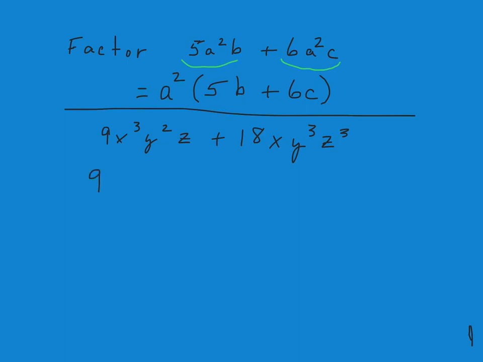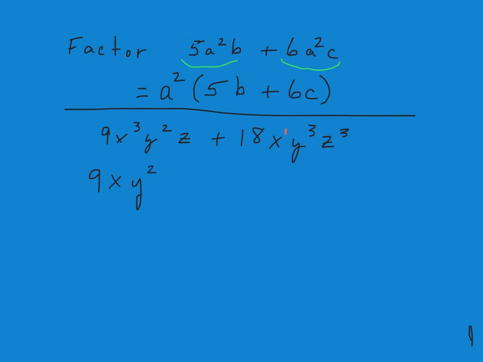Now we have the letter x in both places. In the first term, we have 3 factors of x. In the second term, there is only 1 factor of x. There is an understood 1. So we can pull out, or factor out, 1 factor of x. The letter y appears in both terms. In the first term, there are 2 factors of y. In the second term, there are 3 factors of y. So what's in common, what's shared, is 2 factors of y.